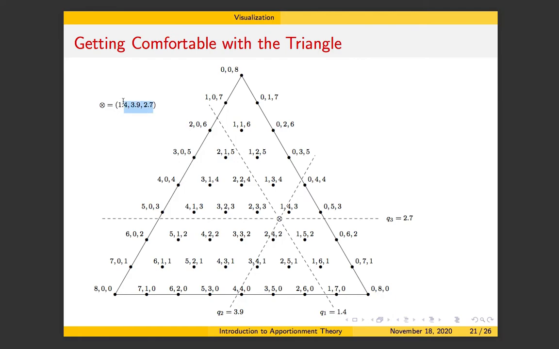This now could represent quotas. So candidate 1 could get 1.4, candidate 2, 3.9, candidate 3, 2.7. And then where would that visually be inside this triangle? It would be right here. That's how you would visualize a given list of quotas. So if you calculate 3 quotas, that point has to live somewhere in this triangle. You locate it like this.